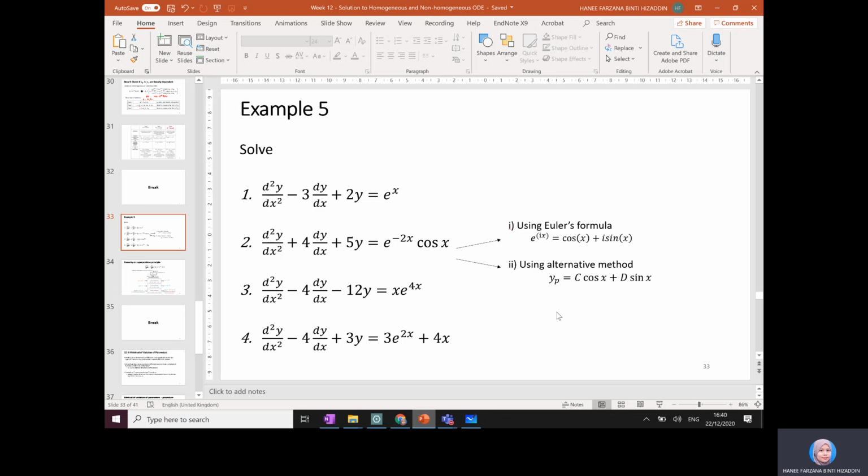So the next example that I'm going to work on, I don't want to go through question 2 yet because it's quite lengthy. So I am going to do questions 3 and 4 first, then I'll come back to question 2. So let's do that.